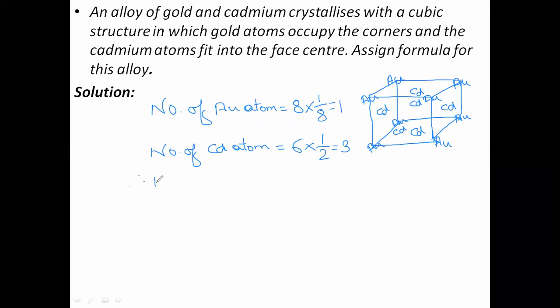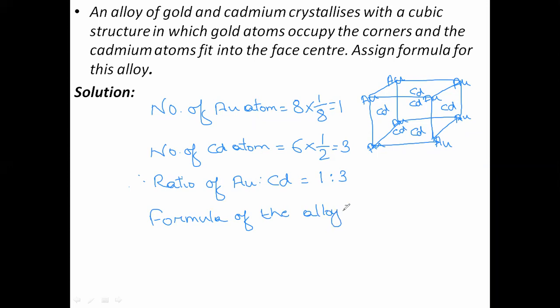So therefore, the ratio of Au to Cd will be 1:3. So what will be the formula? Therefore, the formula of the alloy will be equal to gold, how many? Au, only 1, and cadmium, how many? 3 times, so Cd3. So that is your formula, AuCd3.